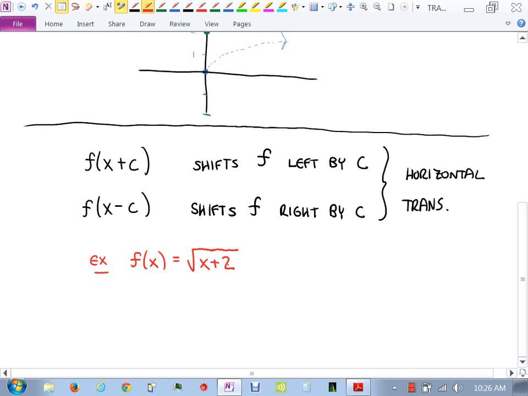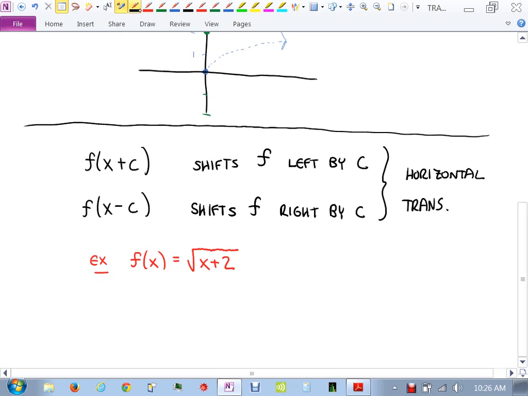Do y'all see the difference? That's critical. The plus 2 is inside there with the x, inside the square root function. And that's what tells you left or right. And in this case, it is left. Opposite of what I think.